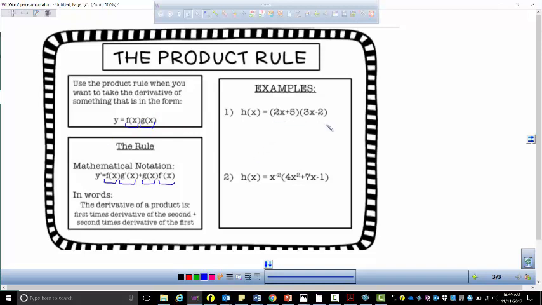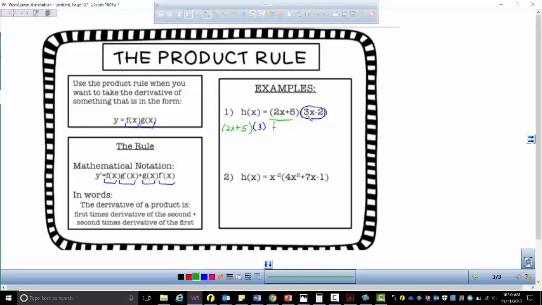So over here we have an example. We have 2x plus 5 times 3x minus 2. You really could just FOIL this and then do the derivative, but we're going to use it to show the product rule first. So what we do is we take our first function, so we just copy it, 2x plus 5, and then we multiply it by the derivative of the second. So the derivative of this is 3, so I multiply it by 3, and then I add.